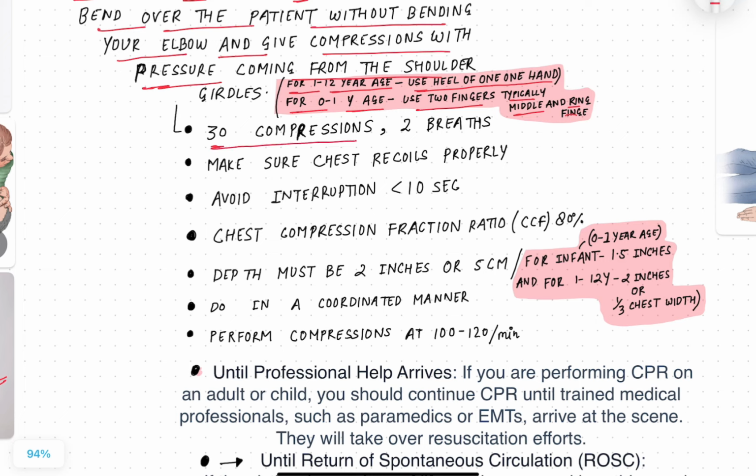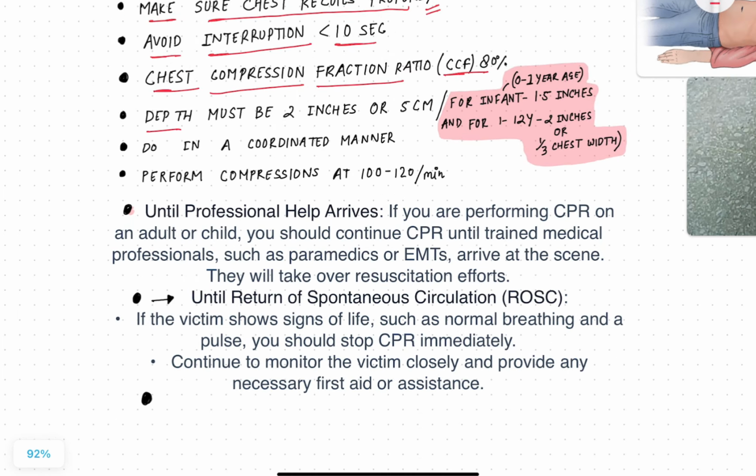30 compressions and 2 breaths. Make sure your chest recoils properly. Avoid interruptions of more than 10 seconds. Chest compression fraction ratio is 80%. Depth must be 2 inches or 5 centimeters. For an infant 0 to 1 age, the chest depth is 1.5 inches. For 1 to 12 age, 2 inches or 1/3 of the chest width.